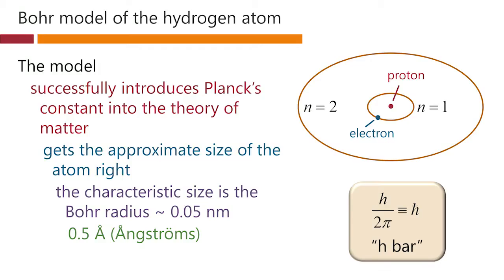As we said then, this model successfully incorporates Planck's constant into the theory of matter. It also gets the approximate size of the hydrogen atom correct. That size is roughly 1/10 of a nanometer in diameter, or half that as the radius. Often for atoms we will use units that English speakers typically mispronounce as angstroms, and which correspond exactly to 1/10 of a nanometer. These units take the name of a Swedish scientist and should be pronounced Ångström or something like that. Again, I apologize for my pronunciation, which is of course his name.